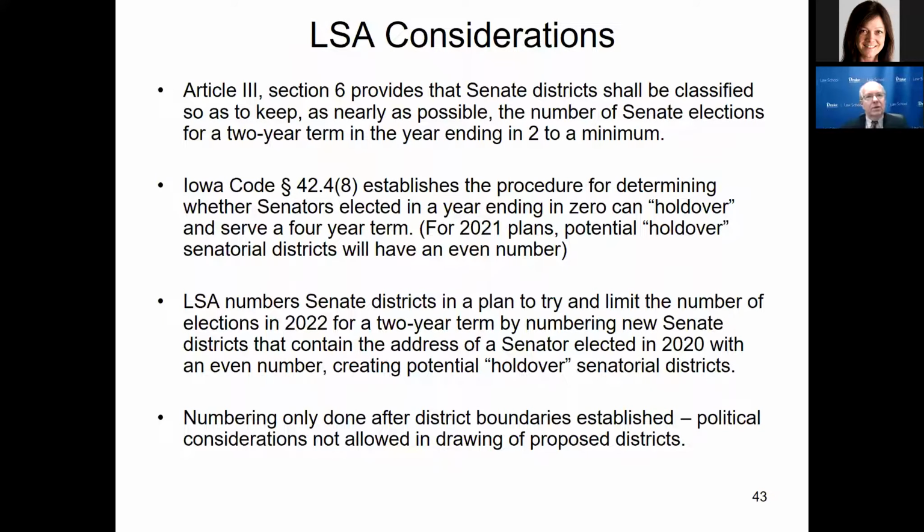So in practice, Article 3, Section 6 provides that Senate districts shall be classified to keep the number of Senate elections for a 2-year term in the year ending in 2 to a minimum. And Iowa law establishes a procedure for determining whether senators elected in a year ending in 0, in this case 2020, can hold over and serve a 4-year term. And so LSA numbers Senate districts in a plan to try and limit the number of elections in 2022 for a 2-year term by numbering new Senate districts that contain the address of a senator elected in 2020 with an even number, creating potential holdover senatorial districts. Keep in mind, however, that we do not number Senate districts until the district boundaries for the proposed plan have been established. Political considerations are certainly not allowed in drawing of proposed districts.